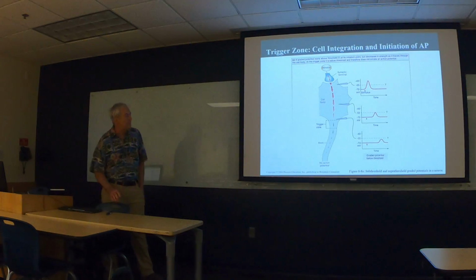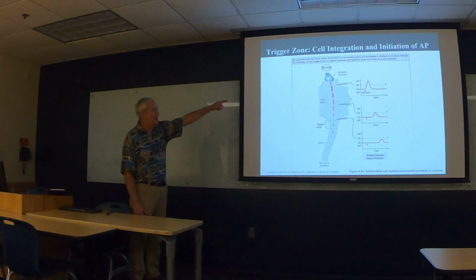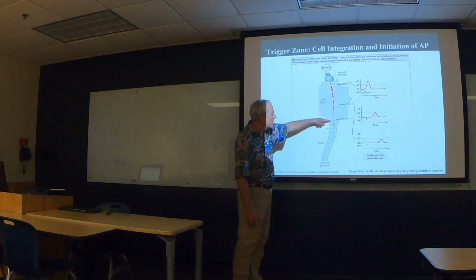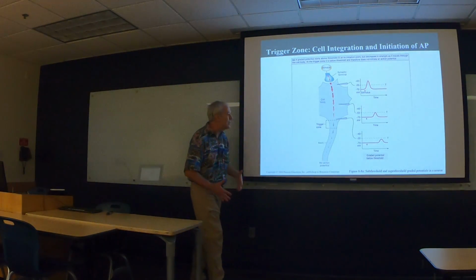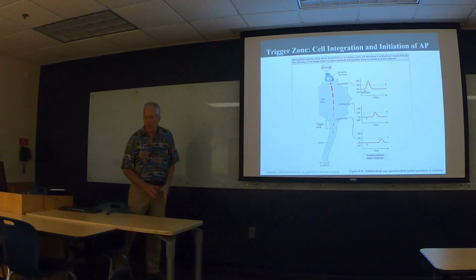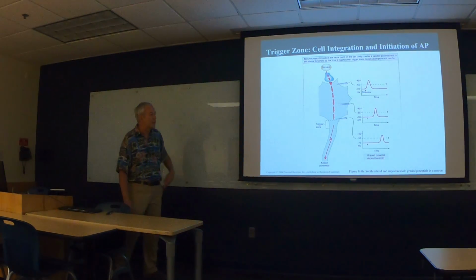All right, so if you're looking at a stimulus that goes through the cell body, initially it may be suprathreshold, but by the time it reaches the trigger zone here, if it's less than threshold, then you're going to get no action potential generated from that trigger zone. Whereas if it's suprathreshold, then you do get an action potential generated.